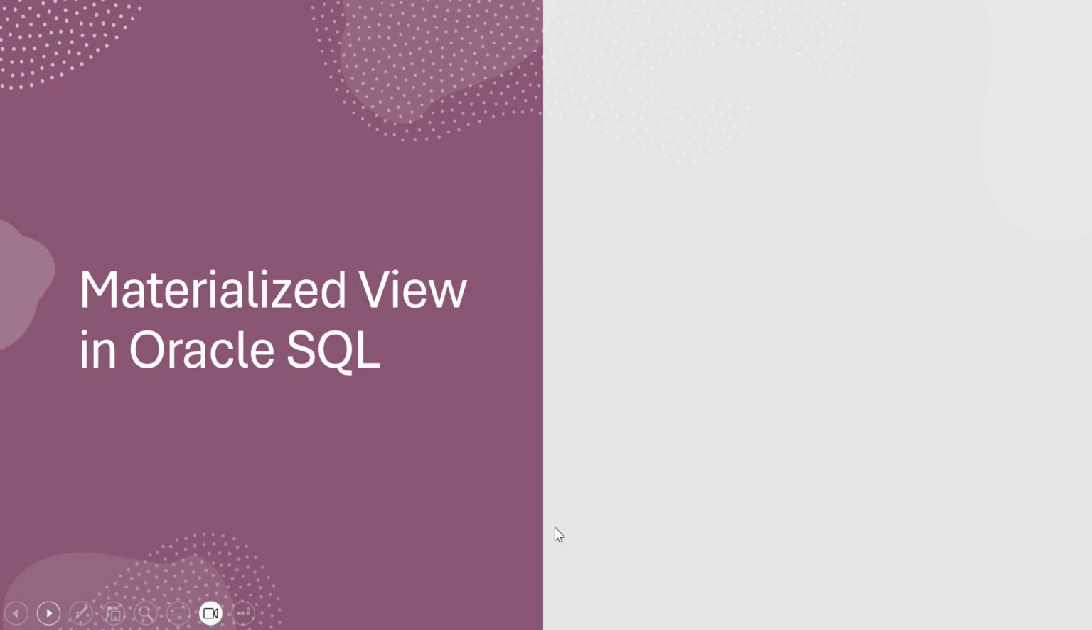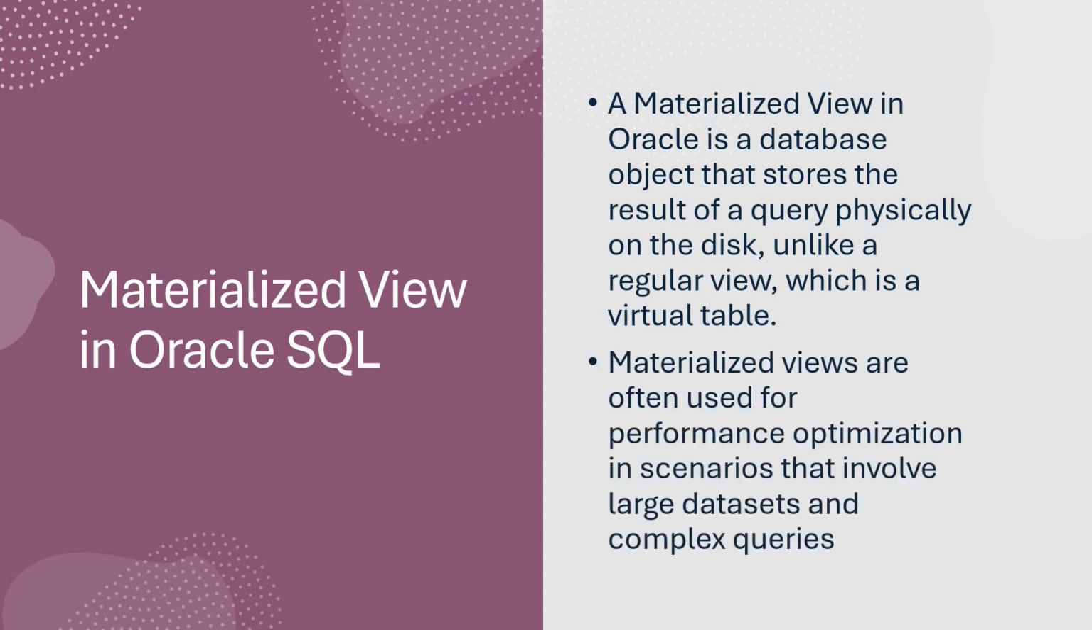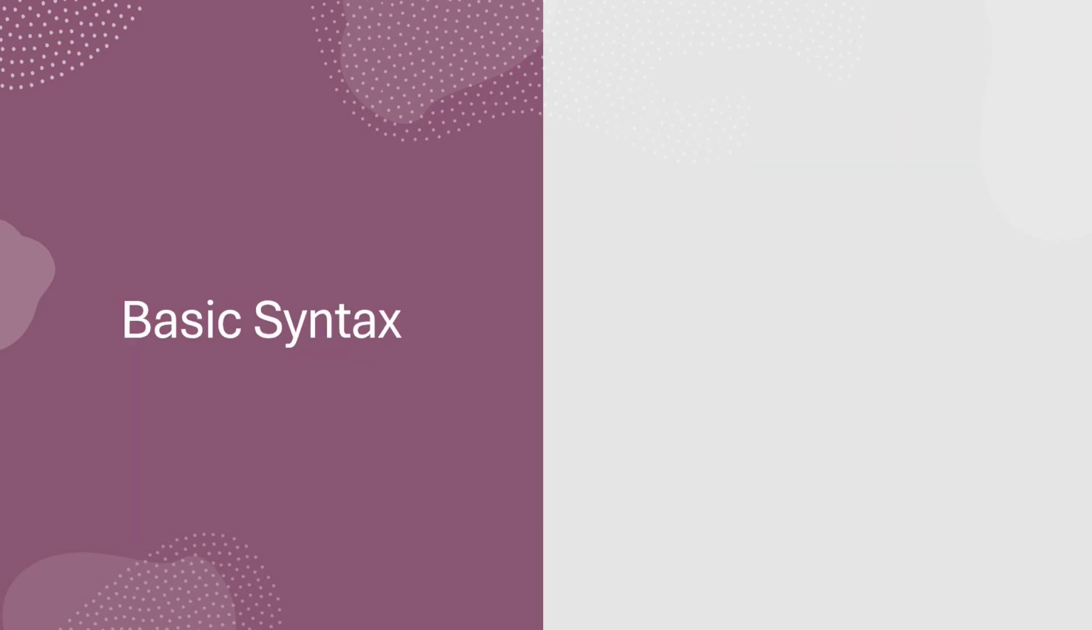So let's start. A materialized view in Oracle is a database object that is created using a query similar to a regular view, but it stores the result of a query physically on the disk, unlike the regular view, which is a virtual table. A materialized view is often used for performance optimization that involves large datasets and complex queries because it directly fetches the data from the disk rather than running the query, which makes data access faster than a regular view. Now we'll see the basic syntax of creating a materialized view.